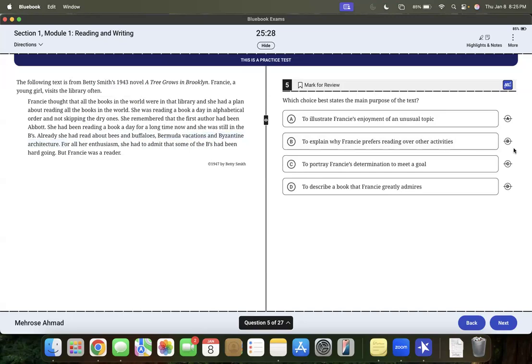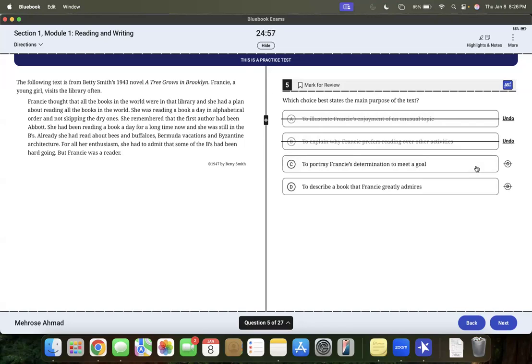A, to illustrate Francie's enjoyment of an unusual topic. Well, no, because there is no one topic focused on. The whole point of the passage is she's reading all the books in the library in alphabetical order. Some books are about bees, others about buffalo, etc. So there's not one unusual topic she's enjoying. B, tempting because it seems like she does prefer reading because that's what she's doing, but there are no other activities mentioned, so this is a distractor answer.